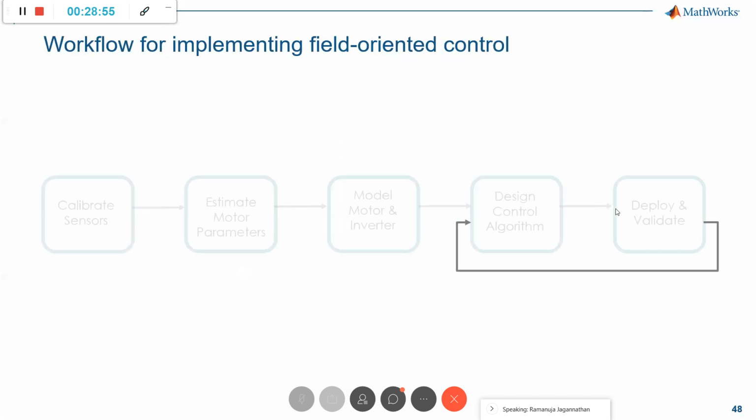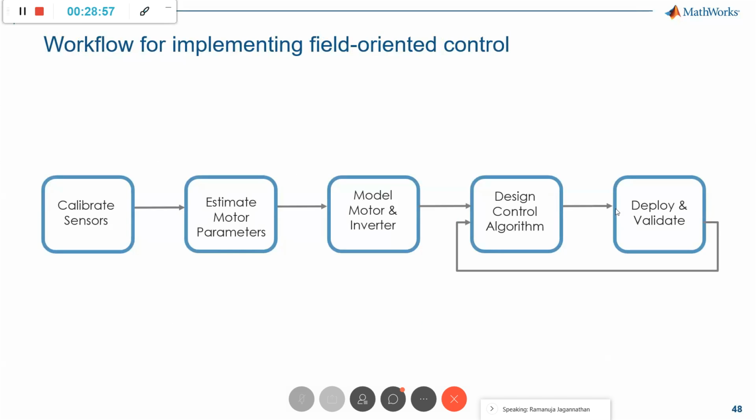So when we talk about motor control, a typical workflow looks like this. You would start with calibrating your sensors, and then parameterizing and modeling your motor models, designing controllers, and then you go on to deploy it to your real hardware and check in real-time situations. So we will see how Motor Control Blockset lets you navigate through this workflow with its capabilities.